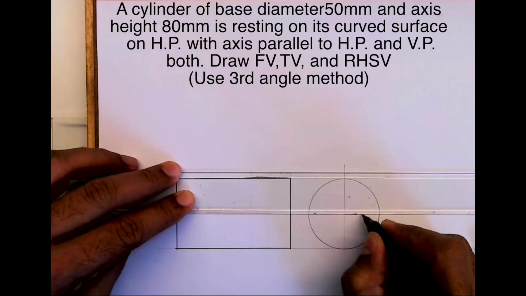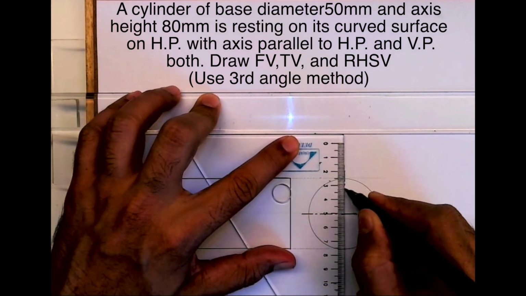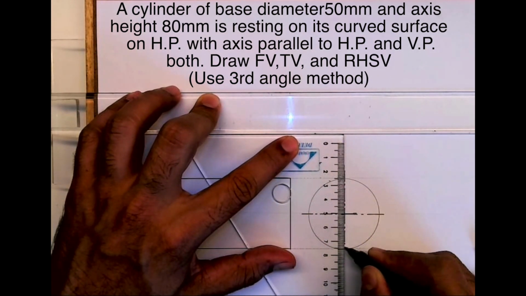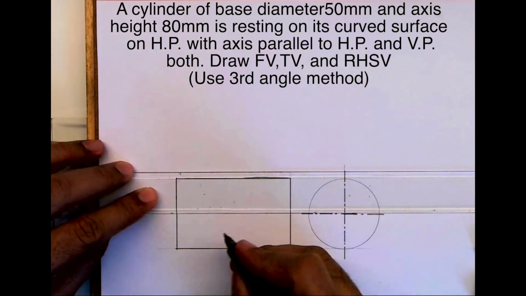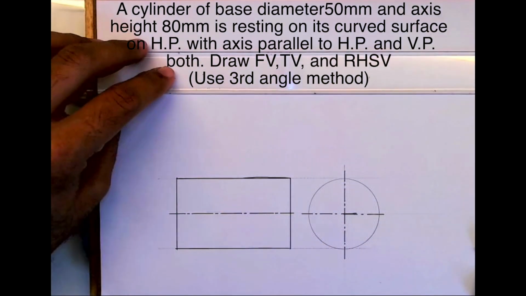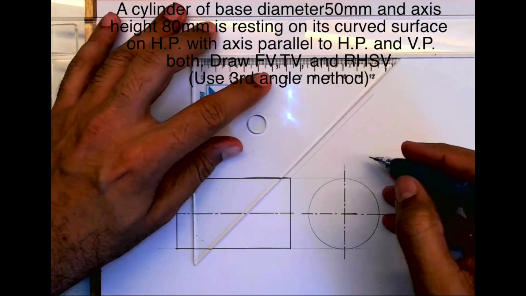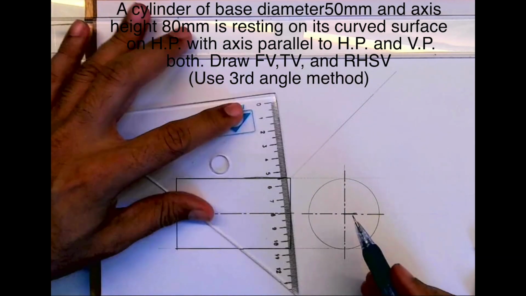Now we need to draw the top view. I'm drawing the axis. I'll take a 45 degree line from here and I'll project from the side view.